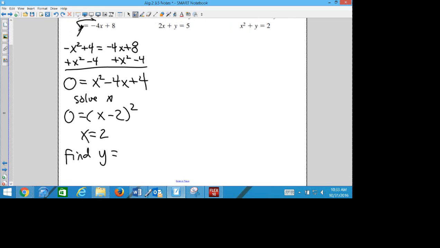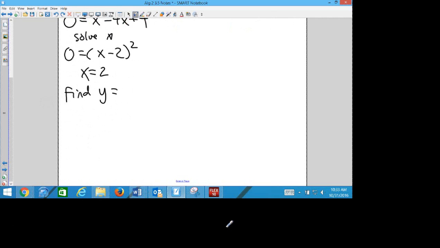So just plug it back into one of the originals. Oops. I'll just plug it in the first equation, y equals negative parenthesis 2 squared plus 4. So I get y equals 0. So my answer is 2, 0.